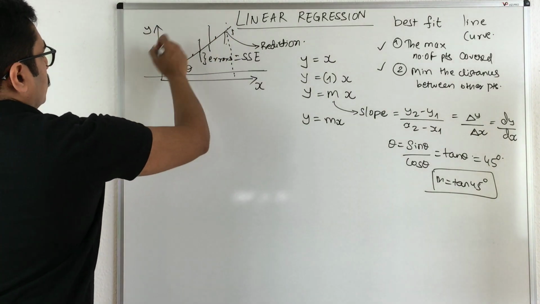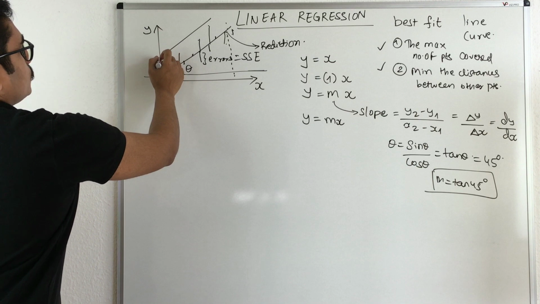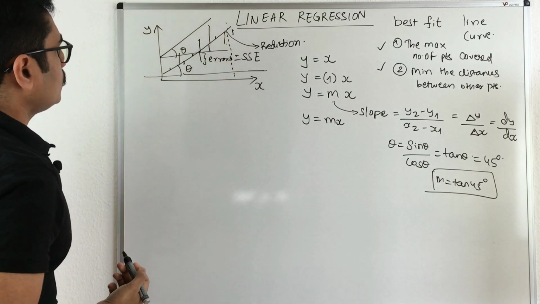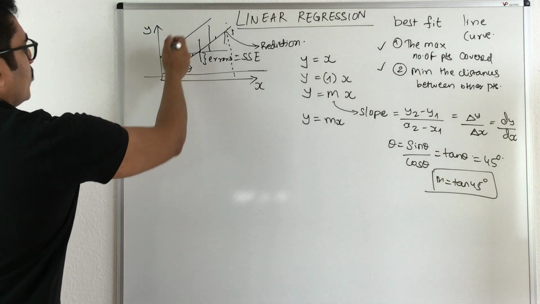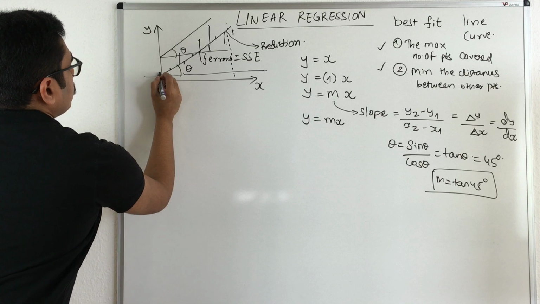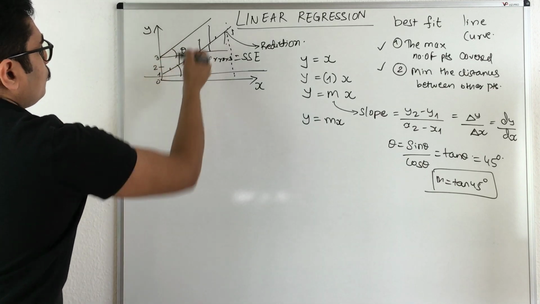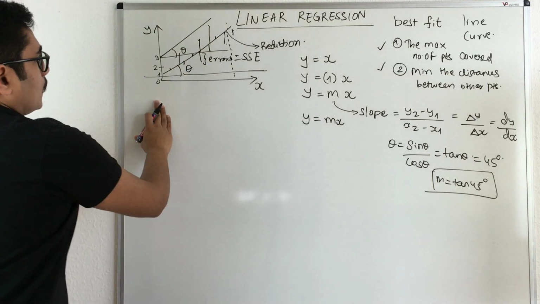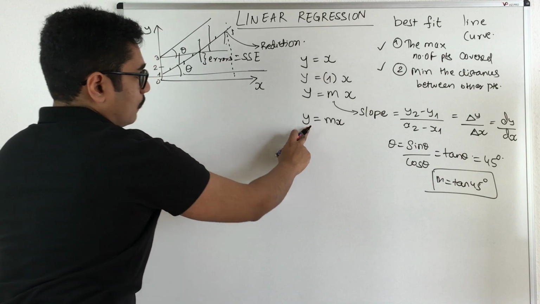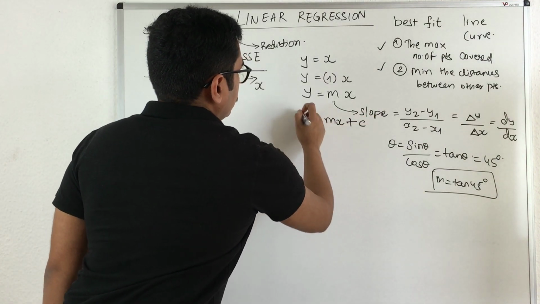So say for example, I have one line which is like this. Now this also makes some angle, that is theta, with respect to this line. But here your x value is different. Say your x value started from 1, this is 2, and this is 3. So you have different values of x. Now if your x value is 0, what will be the value of y? That is defined by some y-intercept, which you write as c.